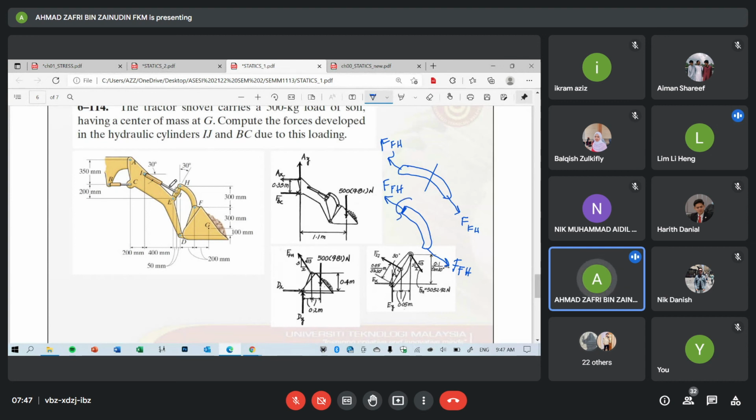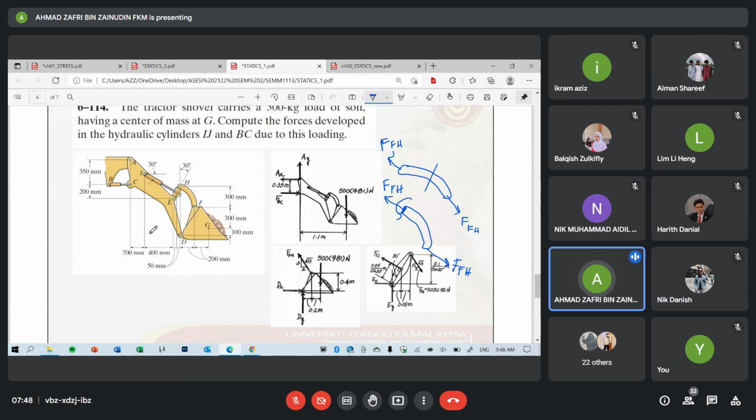So this FH is not under axial load. It involves bending, transverse load, later on. So FH, even though it's a two force member, is not under axial load. Okay, IG, yes. BC, BC is under axial load. So we can use P over A to determine the normal stress.